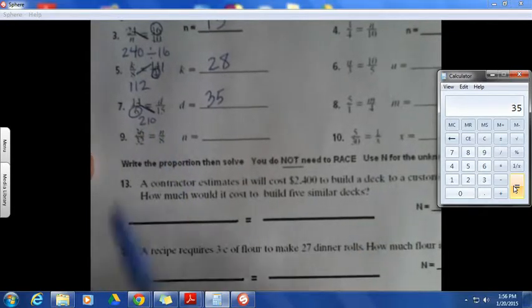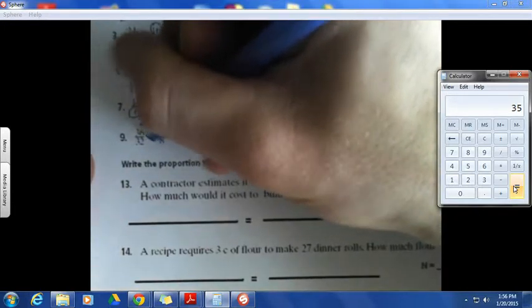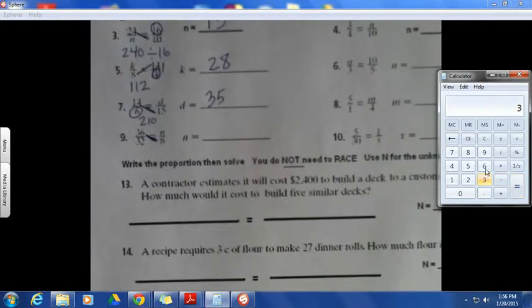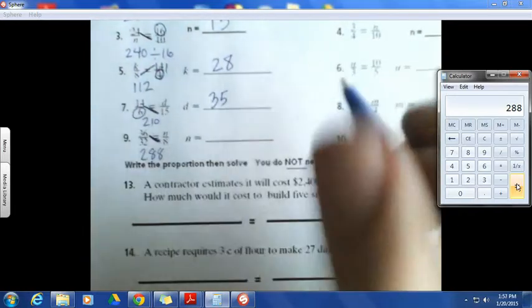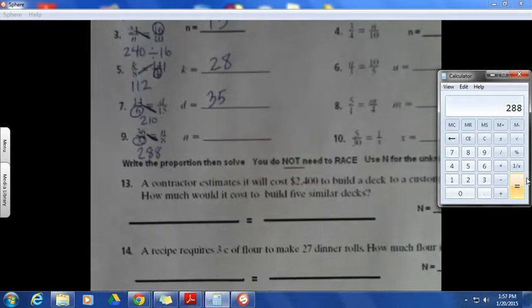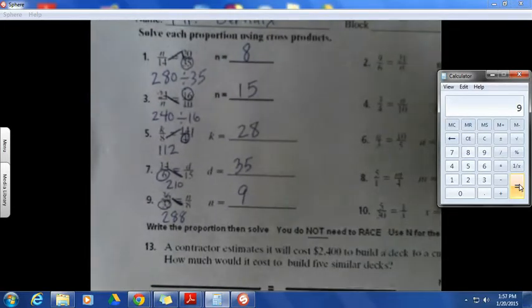36 over 32 equals n over 8. I'm looking for my diagonal numbers. 36 and 8 are across from one another diagonally. So my rule is I need to first multiply those numbers together. 36 times 8 equals 288. And I'm going to divide by the leftovers. So divided by 32. And n equals 9.